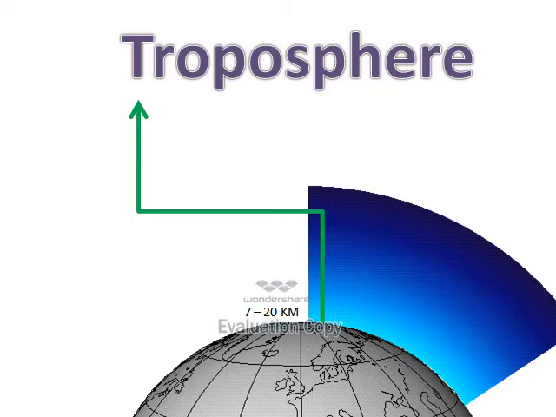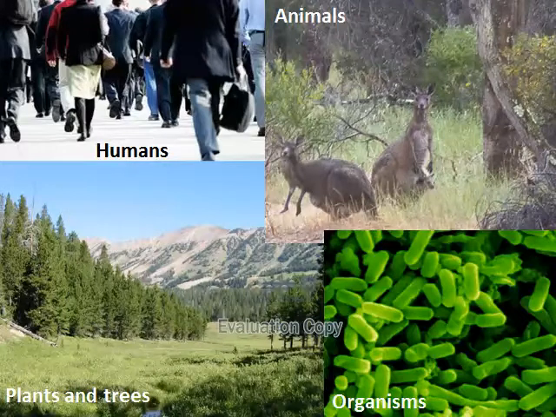The troposphere is the first layer of Earth's atmosphere. It spans from 7 to 10 kilometers from the Earth's surface to the second layer. It is within the troposphere that all life on Earth exists. Humans, plants and trees, animals and organisms, everything that is living. The troposphere contains 3 important gases: nitrogen, oxygen, and carbon dioxide that sustain life on Earth.